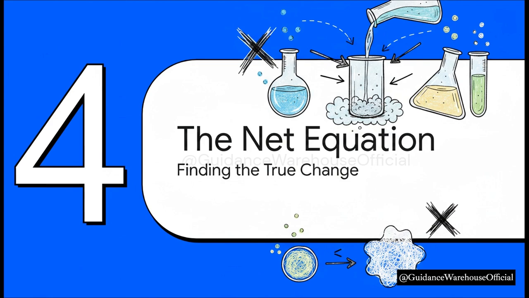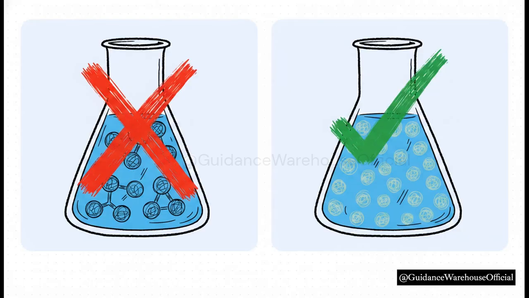Now let's strip away the noise and find the true chemical change. You see, when we mix two aqueous solutions together, sometimes a brand new solid forms. But writing out the standard equation doesn't always tell the whole story. Take a look at the molecular equation first. It shows aqueous calcium chloride and aqueous silver nitrate reacting to form solid silver chloride and aqueous calcium nitrate. It looks nice and tidy, right?